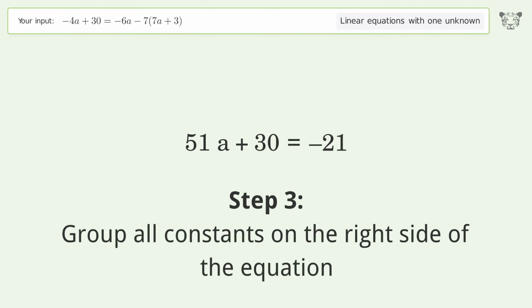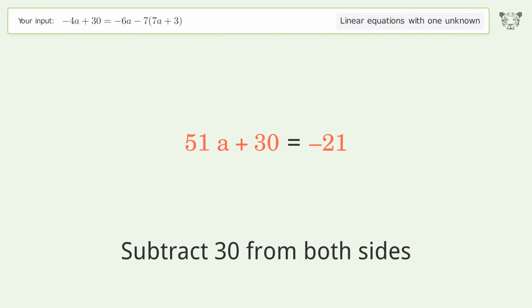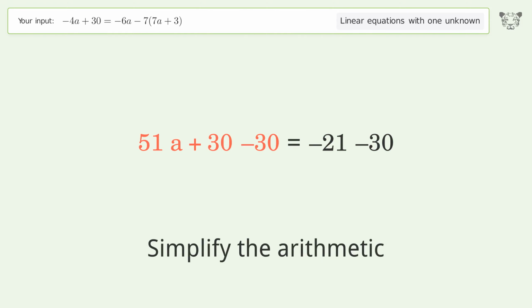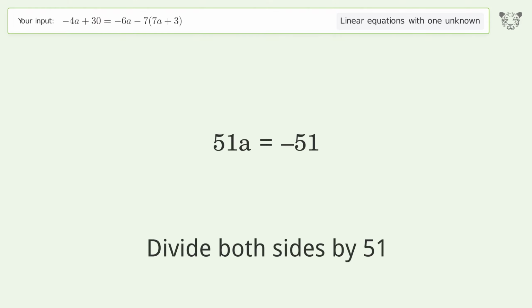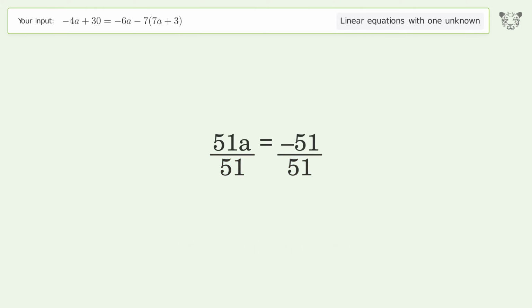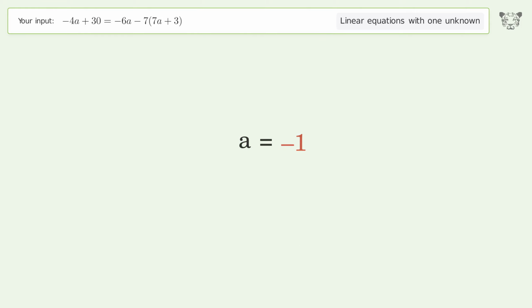Group all constants on the right side of the equation. Subtract 30 from both sides. Simplify the arithmetic. Isolate the a. Divide both sides by 51. Simplify the fraction. And so the final result is a equals -1.